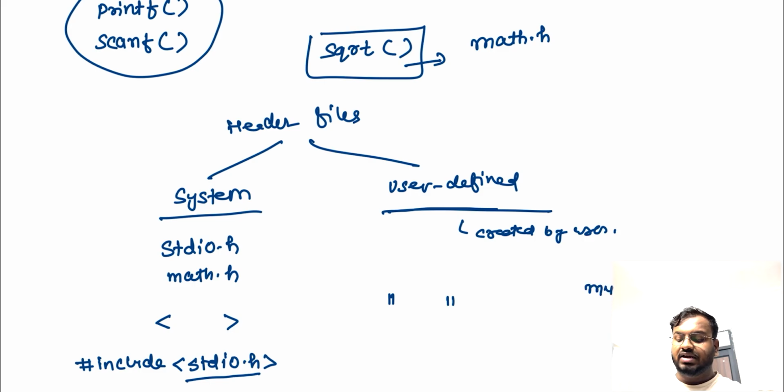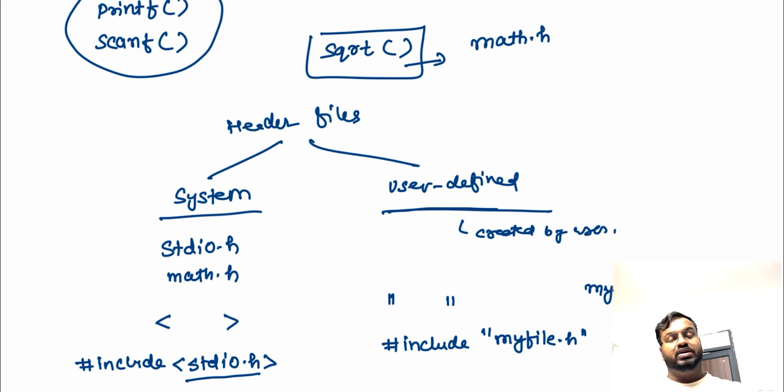Now let's suppose I created a header file named myfile.h. So how will you include this? It will be included like this: #include, double quotes, myfile.h. So one thing you should keep in mind is that you can create your own header files and use them by including them like this in your program. No semicolons. Preprocessor directives have no semicolons. So now you already know what the preprocessor does and what a header file is. I hope this is clear to everyone.